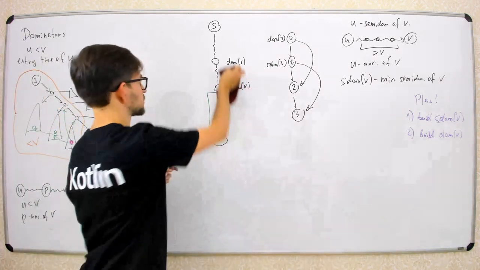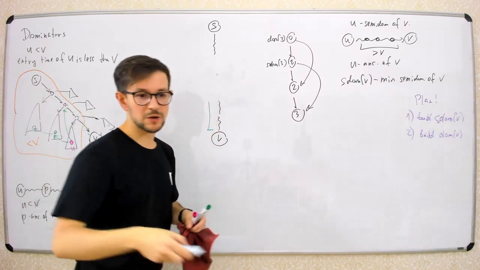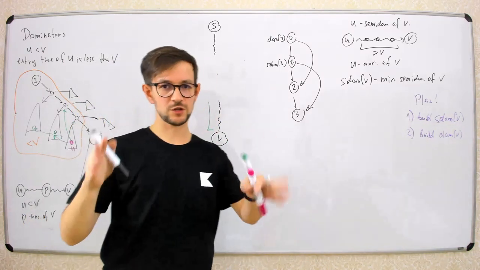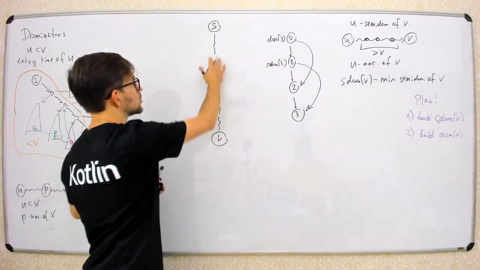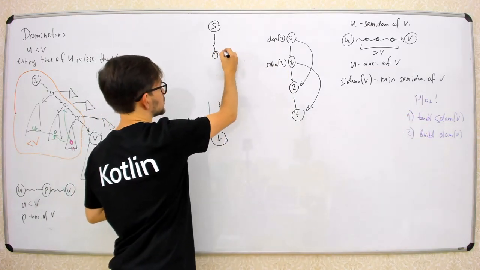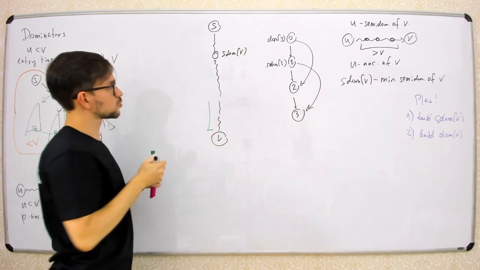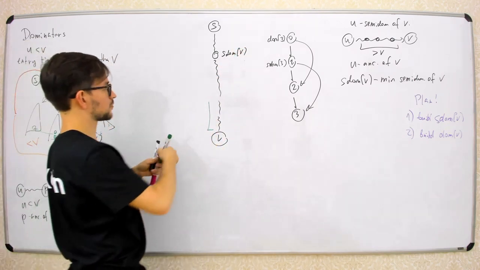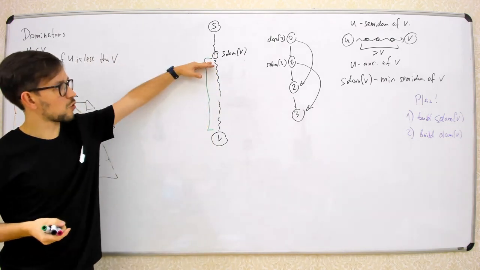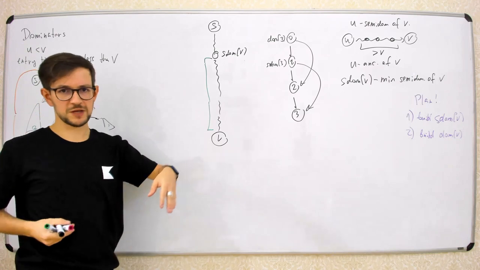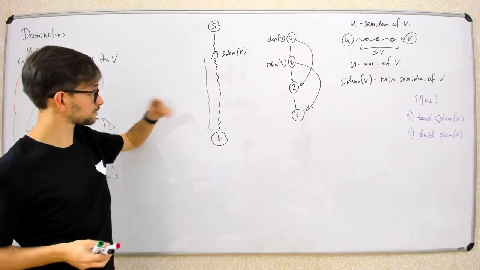So again, let's remove this for now. Remember, imagine you already calculated all the semi-dominators. So you know the semi-dominator of node V. Let's look at all the nodes in this region. We already know all the semi-dominators of all the nodes here.